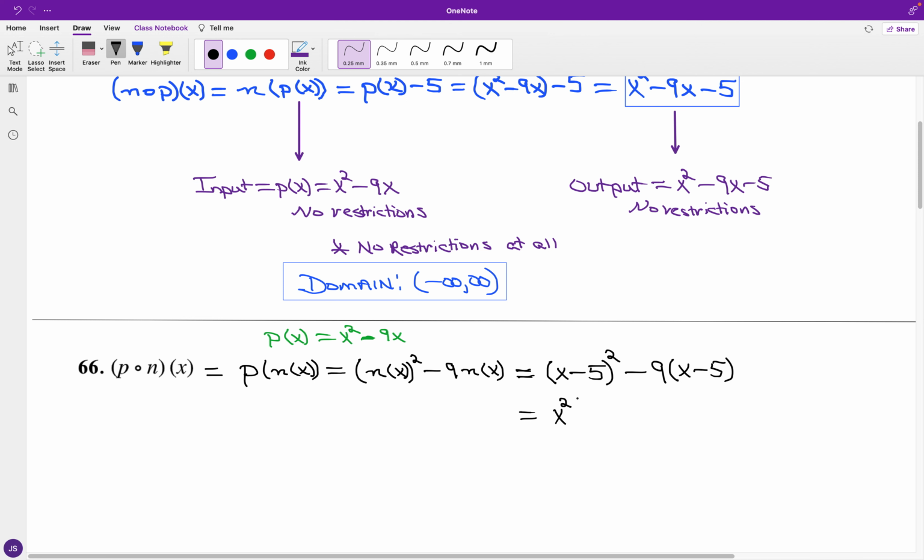So again we're looking at x squared minus 10x. You can just do it gradually. x squared minus 5x, plus 25, and negative 9 over the quantity of x minus 5, so this will be negative 9x. Plus 45.